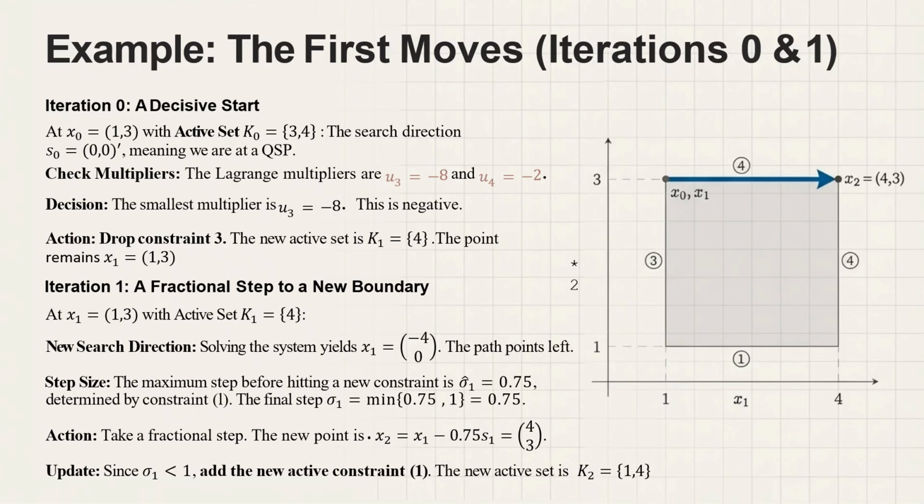Iteration 1. Movement toward a new boundary. In iteration 1, while we are still physically at the same starting point, the removal of one constraint has opened up a space for movement. By resolving the system, a new search direction is obtained, which, as shown in the diagram, points to the right.